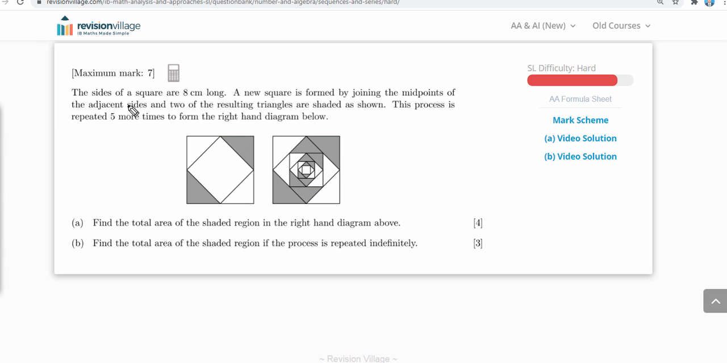Okay, so here we have a hard level question. It says the sides of a square are 8 centimeters long. A new square is formed by joining the midpoints of the adjacent sides and 2 of the resulting triangles are shaded as shown. This process is repeated 5 more times to form the figure on the right side. We have to work out the total area of the shaded region in the right hand diagram. So in order to do that, let's find out the area of the triangles for the first figure.